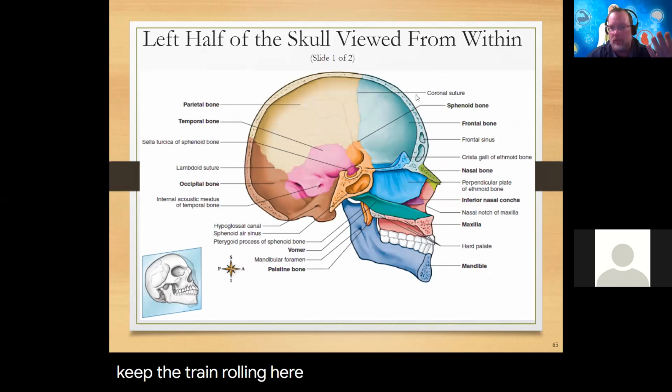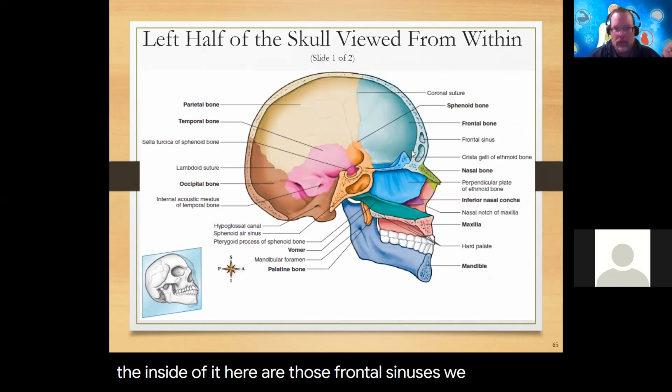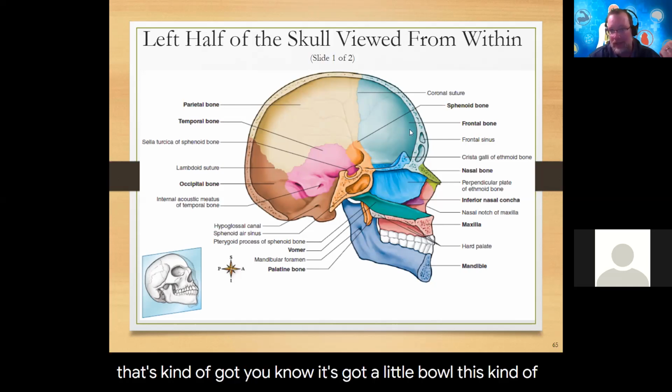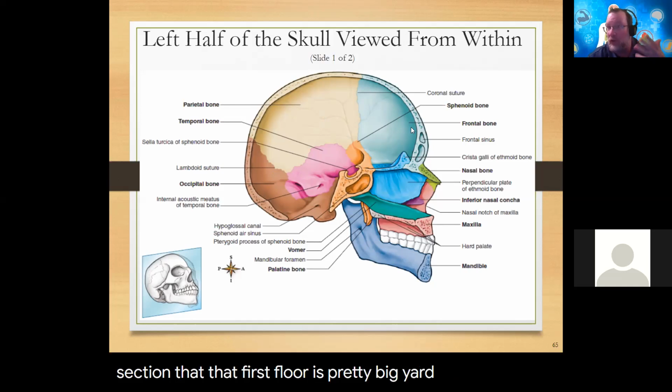From within, here's a mid-sagittal slice. We've removed half of the skull, so you can see the inside of it. Here are those frontal sinuses we mentioned earlier. And here's that crista galli of the ethmoid. And again, here's the three floors. You've got the upper floor here, and it's got a little bulbous section. That floor is pretty big. This is the penthouse up here, right?